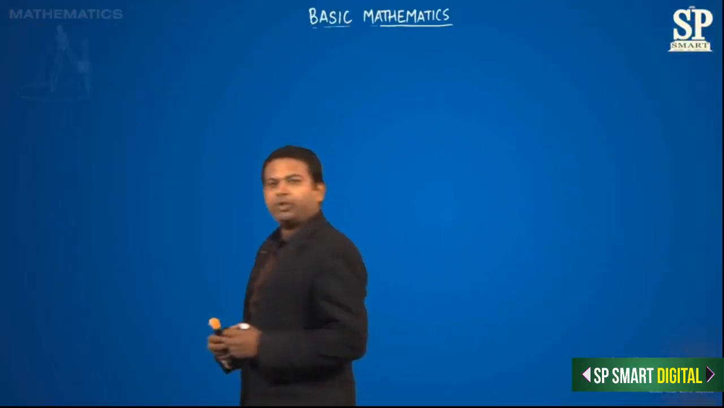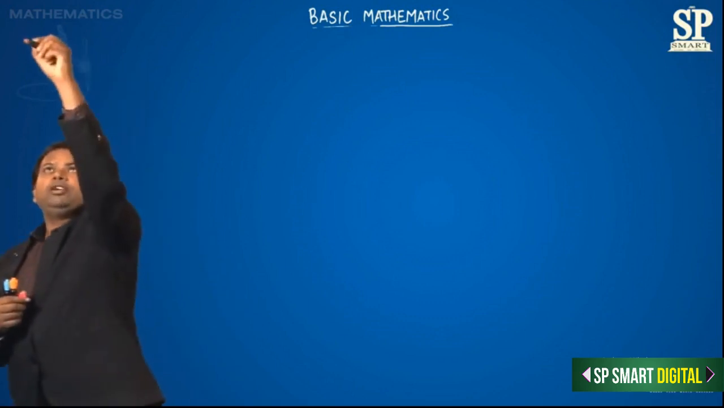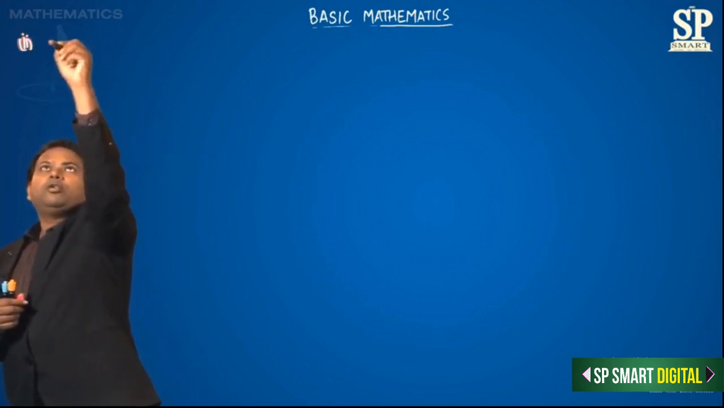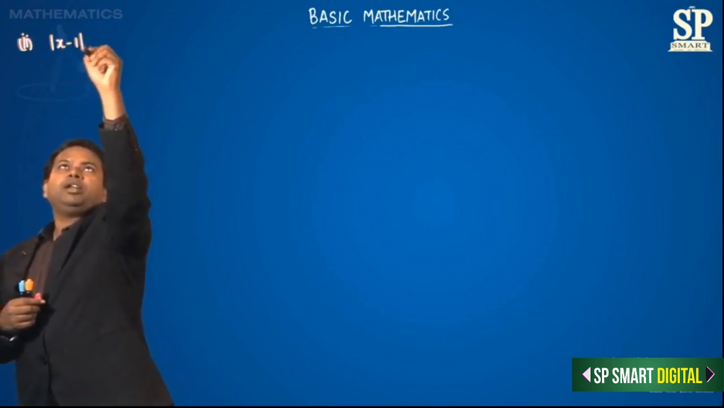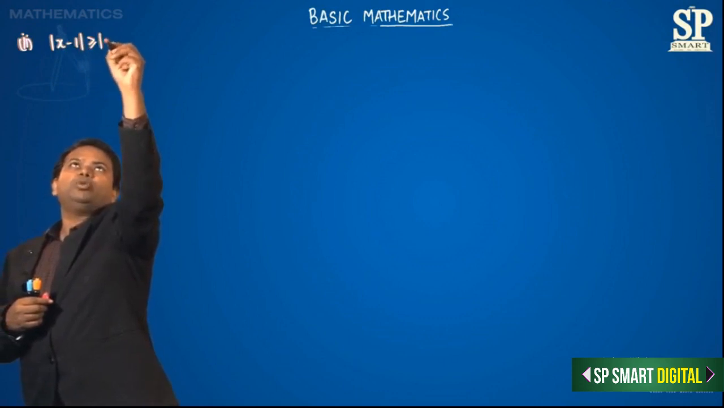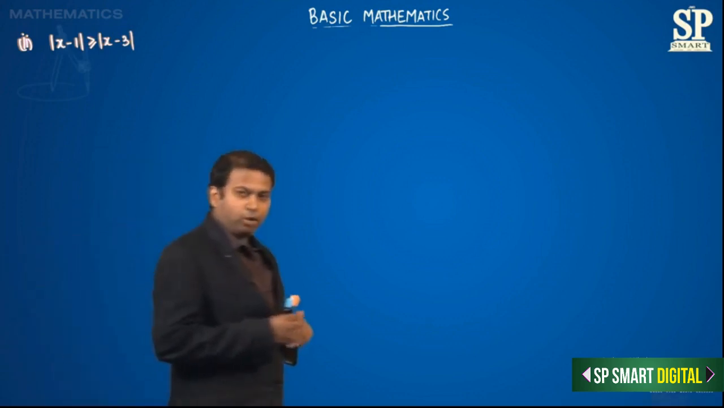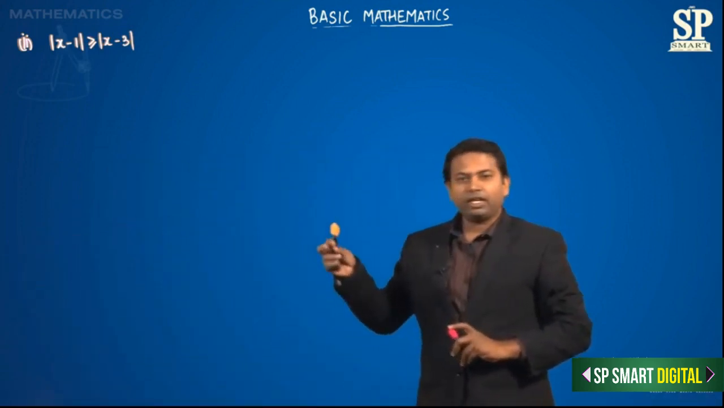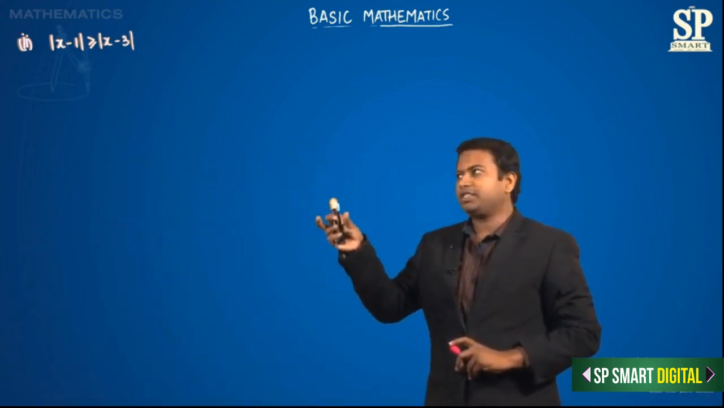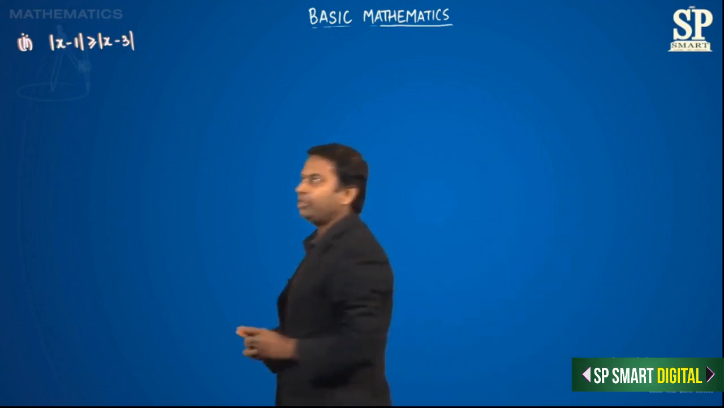The second question that we had was the following: modulus of x minus 1 is greater than or equal to modulus of x minus 3. Now in this case, if you look at the question, here there are 2 modulus signs. So let us see how we solve this.